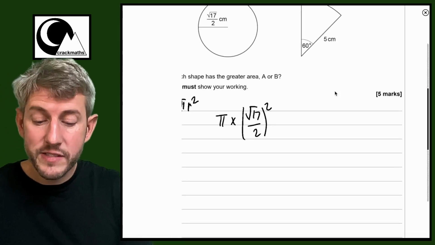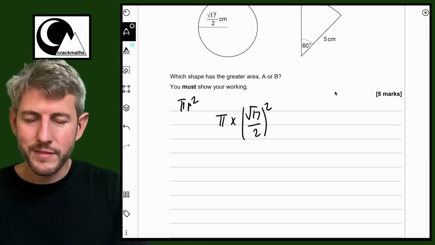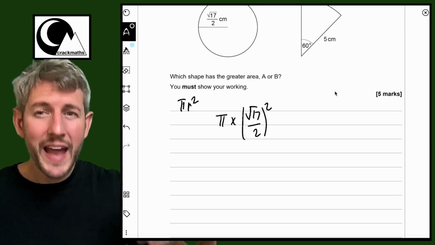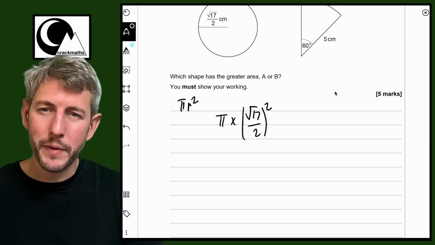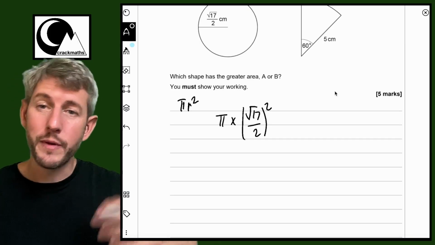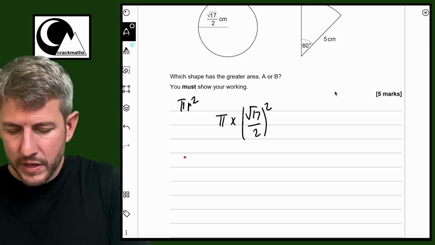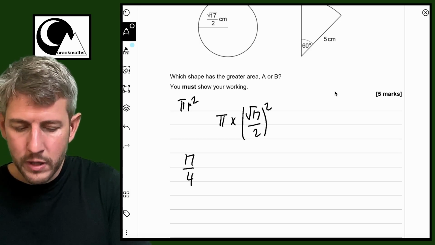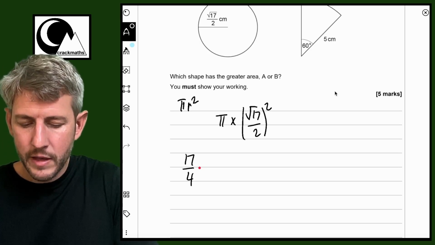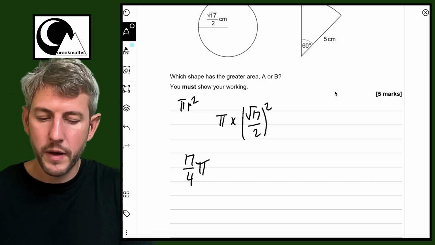Now, what this is wanting us to know is that root 17 squared is 17. So if you square any square root, you get back to the square number. So, for example, root 4 would be 2, and then 2 times 2 equals 4. So root 17 squared is 17. So this becomes 17 over 4, because 2 squared is 4. And then we'll just put 17 over 4 pi, because that just means times pi.